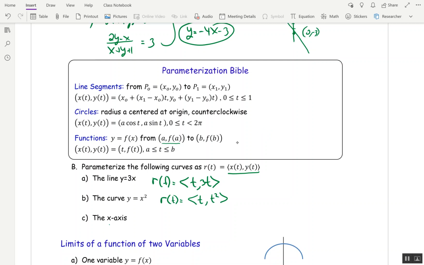The x-axis. An equation for the x-axis is y equals 0. So again, this falls in category 3. r of t is x is t and y is 0. You can see as t goes from negative infinity to infinity, you're going to get the whole x-axis.